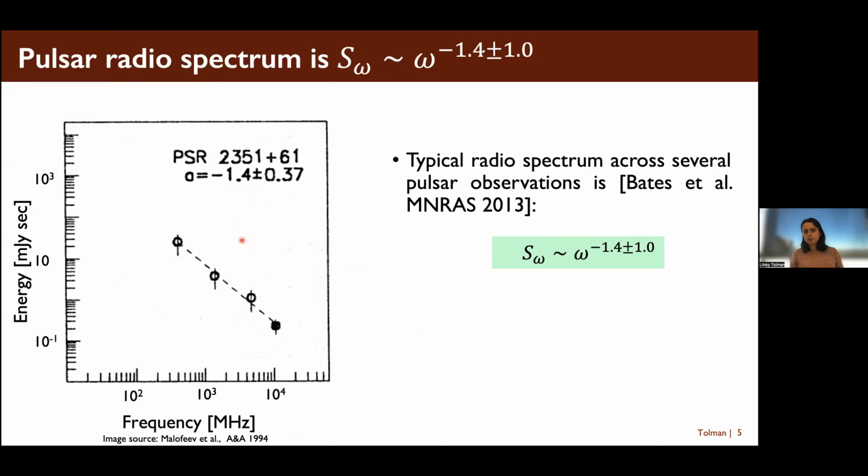Another aspect of the radio emission that's unexplained is the radio spectrum. On the left side of the slide, you can see a spectrum from a particular pulsar, where along the x-axis you have frequency, and along the y-axis you have energy observed at that frequency. This pulsar has a spectral index of -1.4, making it a fairly typical pulsar. If you take an ensemble of several pulsar observations and find an average spectrum from those, you get something in the green box with a spectral index like this one, but with a big scatter on top of it. And it's not known why this spectrum is as it is and not something else.